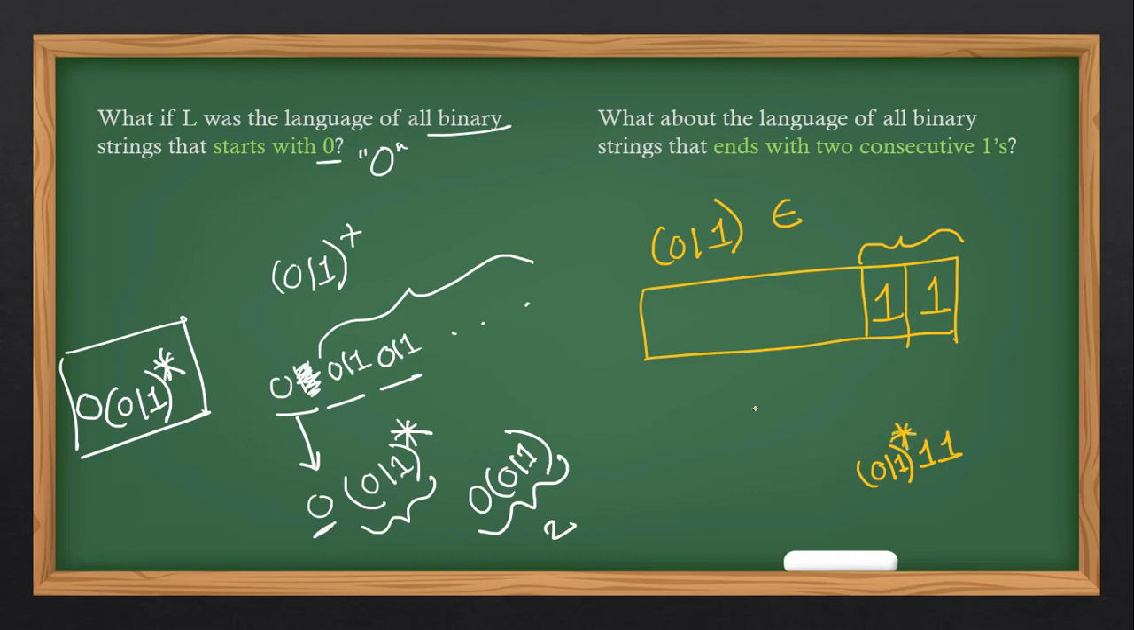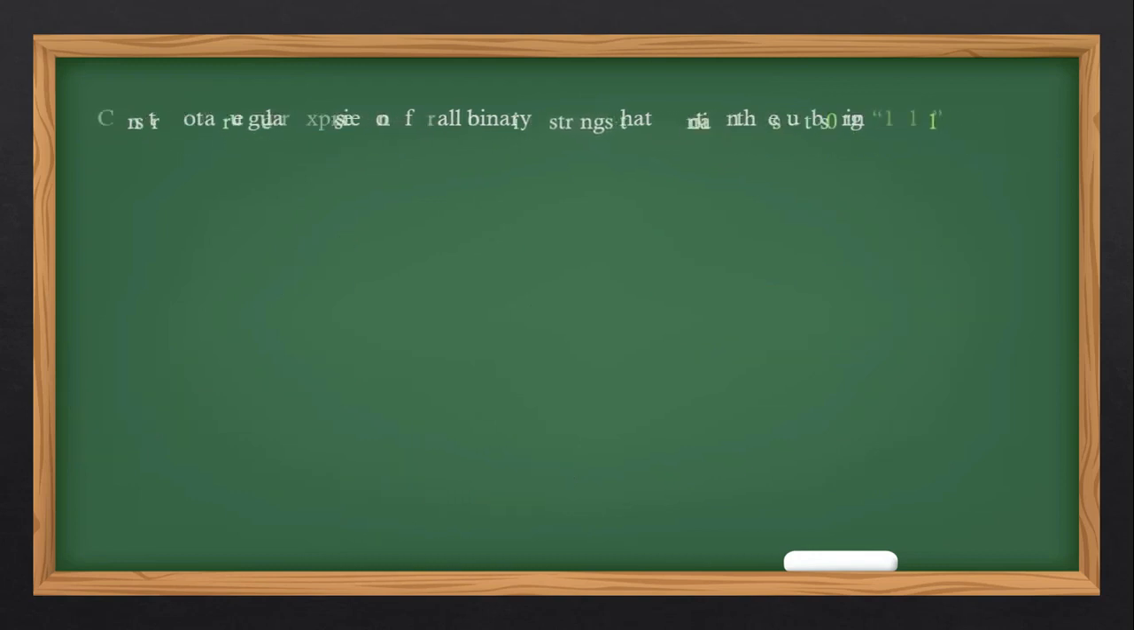This is pretty similar, because let's see here, we have 0 or 1 whole star, but we had a 0 before because the string was starting with 0. We want to ensure that this is similar, 0 or 1 whole star, but a double 1 at the end, because we want to make sure that the string is ending with 2 consecutive ones. I hope that makes sense. Okay, so next question.